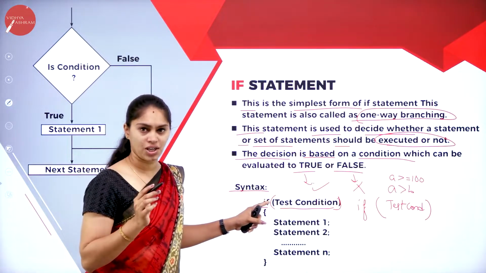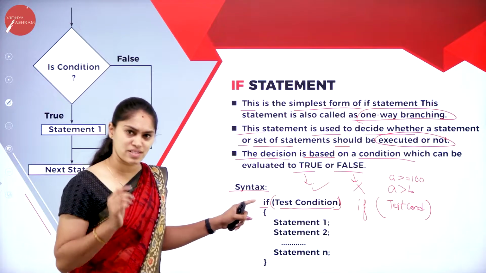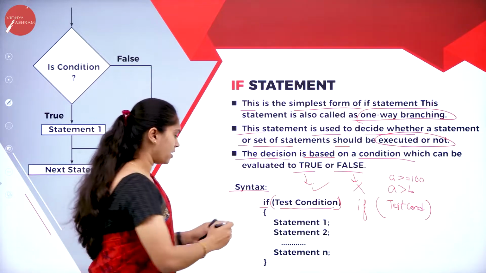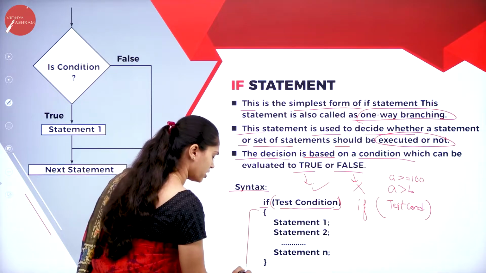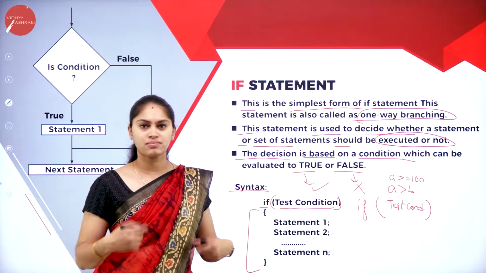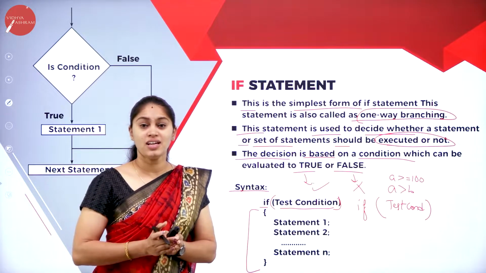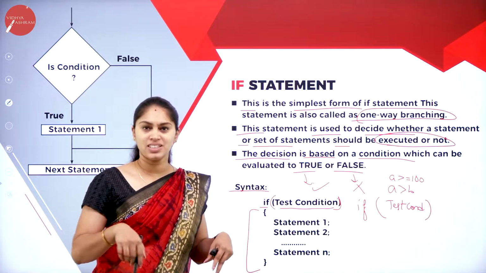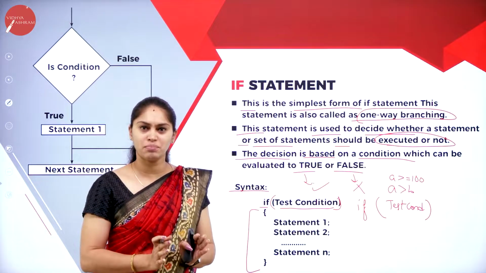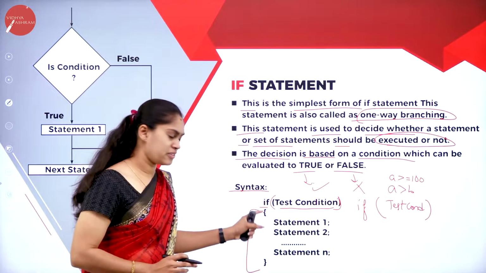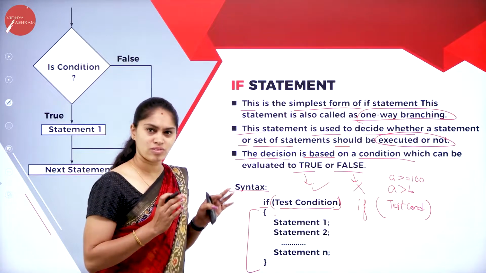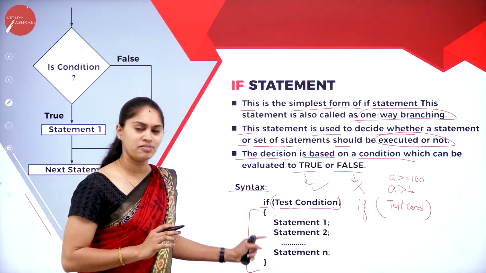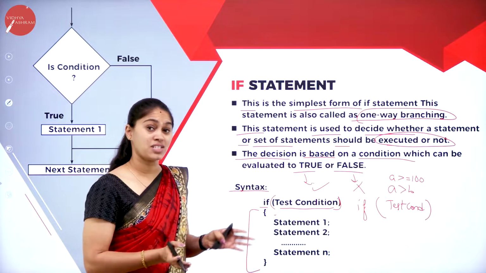Here, if is a keyword. Already we have learned about keywords, which have a specific meaning to the compiler. We can't change the meaning of this if. Okay, and we have opening and closing flower braces. This indicates a boundary. If you consider your home or house, there will be a compound. That compound indicates that all the spaces which reside within it belong to that property. That is what it is here. Opening and closing flower braces indicate that the statements we are going to write belong to this if condition only.